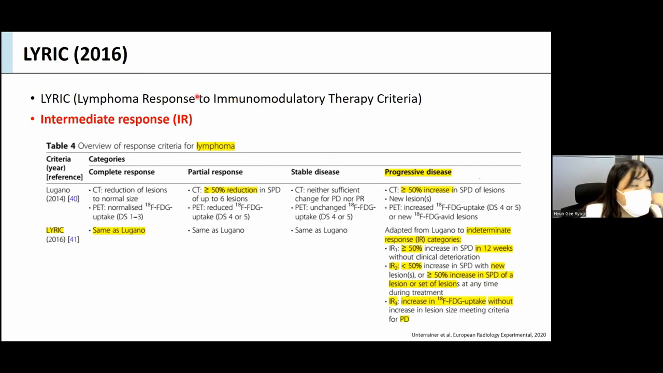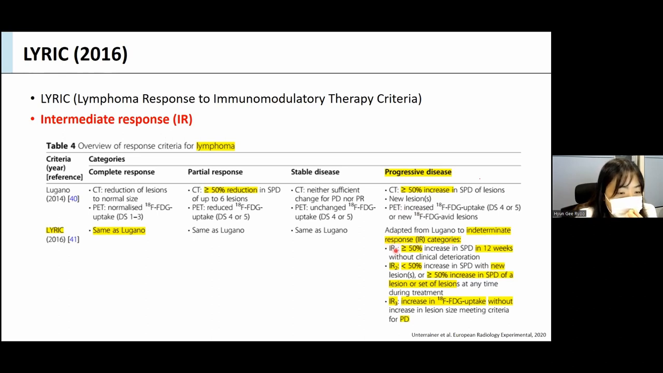As I mentioned in the previous slide, because there is pseudoprogression or metabolic flare after immunotherapy, we should very carefully interpret the treatment response of lymphoma after immunotherapy. So the LYRIC criteria were introduced in 2016, which is the lymphoma response to immunomodulatory therapy criteria. This criteria adopted an intermediate response, the IR system. So based on this LYRIC criteria, they adopted this intermediate category.